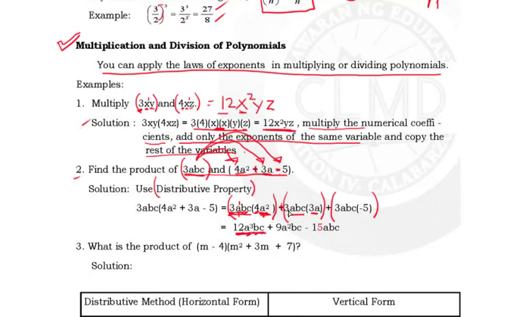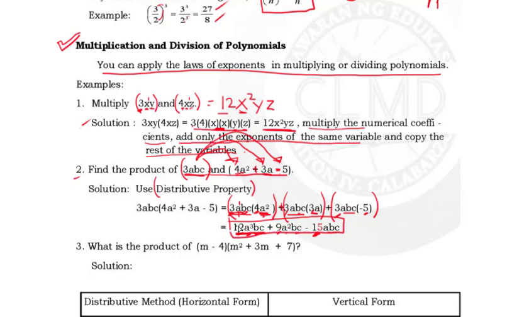Next, 3 times 3 is 9. Then a times a is a square. Then copy b and c, since there is no b and c on the other side. Next, multiply 3 times negative 5, which is negative 15. Then copy a, b, c. So it's very easy, very simple. The final answer is this.